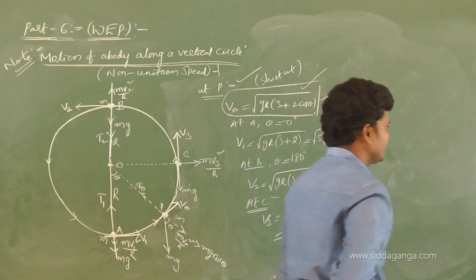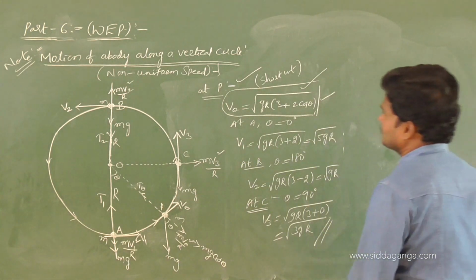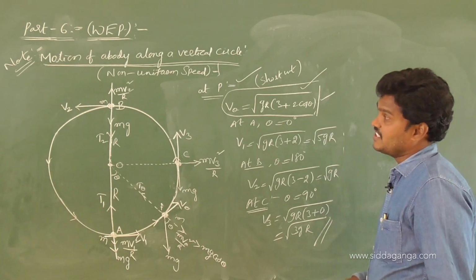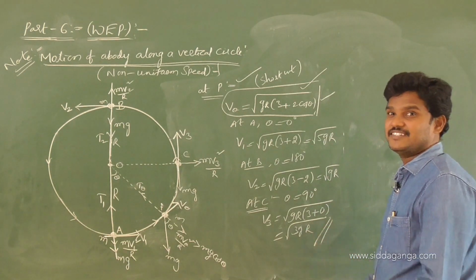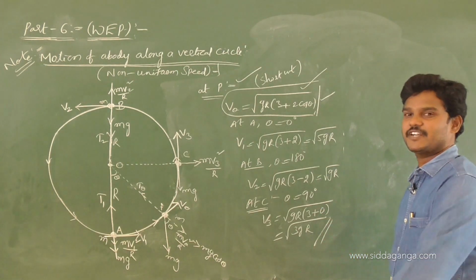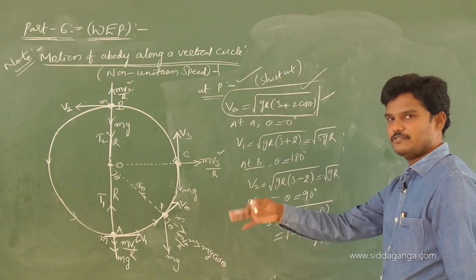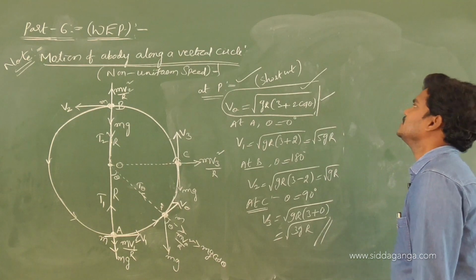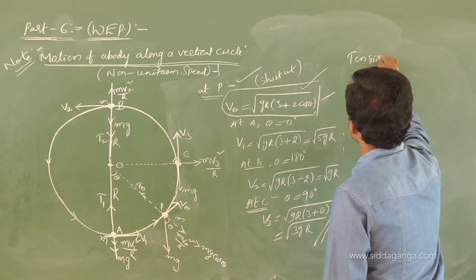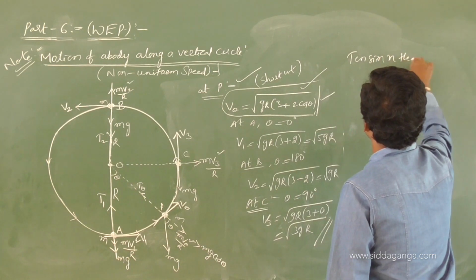Now let me find tension. Tension when the body is at A, tension when the body is at B, tension when the body is at C. Everywhere we can find the tension also, and of course there is a shortcut formula for tension also. By solving you will get the tension formulas. So let me find the tension in the string.